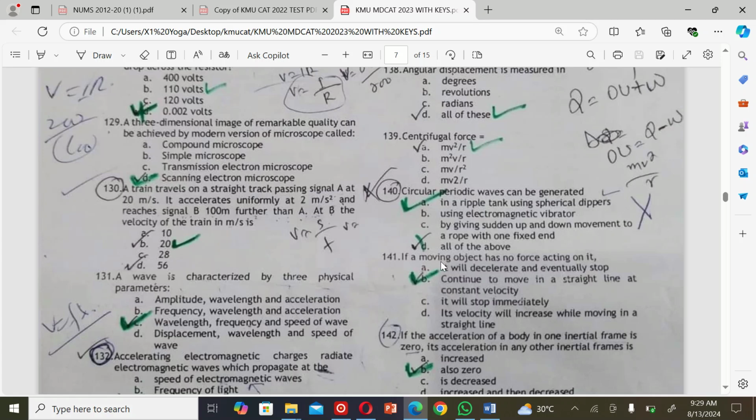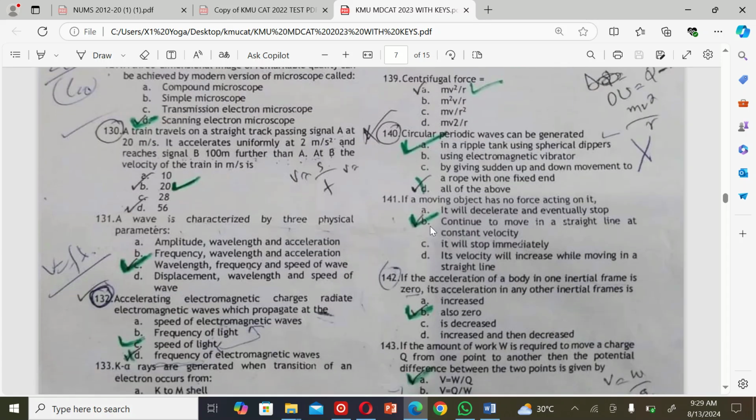The next MCQ is: if a moving object has no force acting on it, A. It will decrease and eventually stop. B. Continue to move in a straight line at constant velocity. C. It will stop immediately. D. Its velocity will increase while moving in a straight line. So the correct option is B. Continue to move in a straight line at constant velocity.